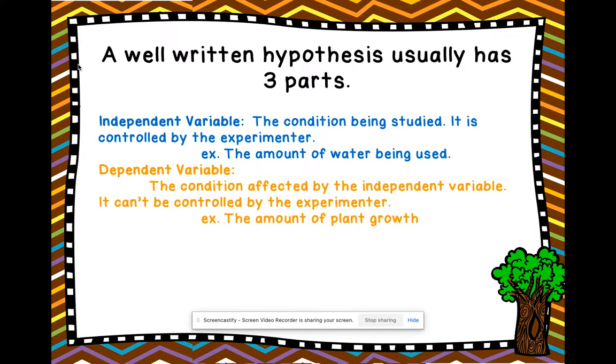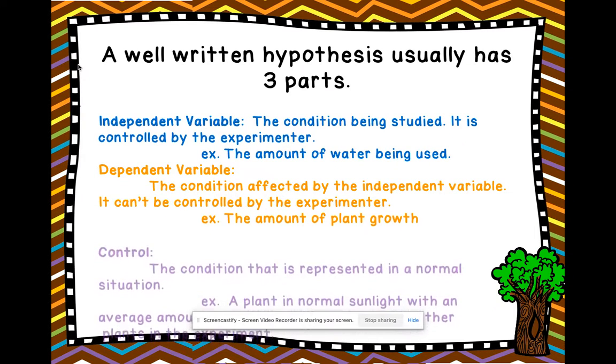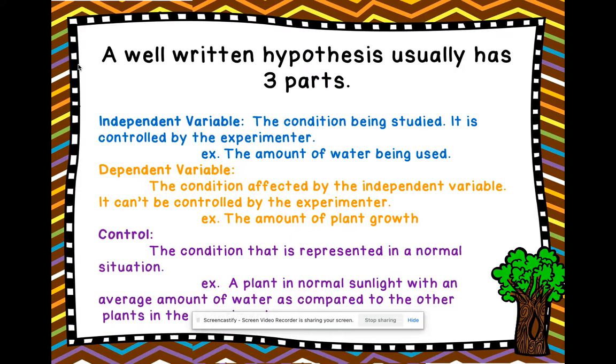So remember, a hypothesis is a statement of what you think will happen and why. It's like a prediction, but you're telling me why. Here are some tips. When you are writing your own hypothesis, which you'll practice today, they have three parts. One part of your hypothesis involves an independent variable. That is what you're testing, what you're studying. An example: amount of water being used.